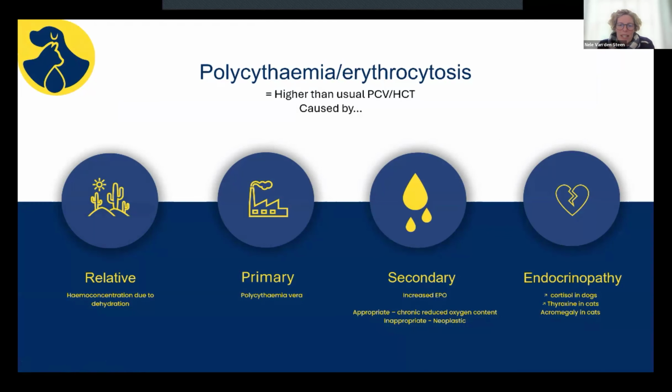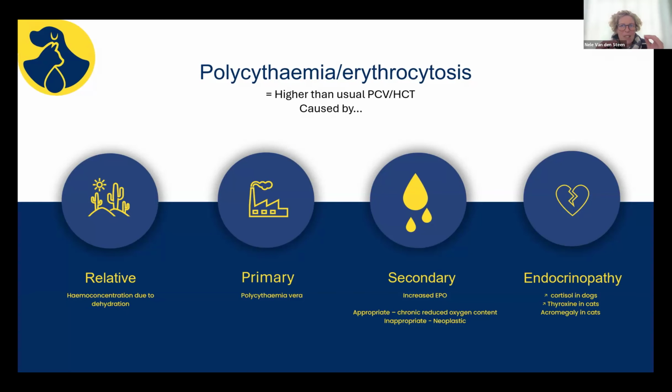When we talk about an increased red blood cell count, we talk about polycythemia or erythrocytosis. So what can cause that? There are 4 groups that can cause it. One is that your hematocrit and your PCV are percentages. So if your patient gets dehydrated and your relative liquid or plasma drops, that same number of red blood cells will cause an increased hematocrit.